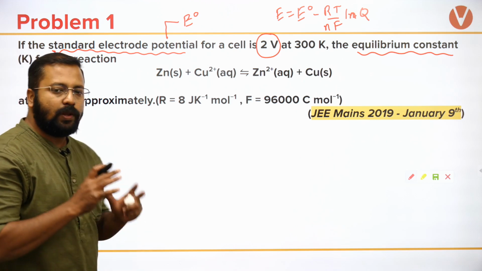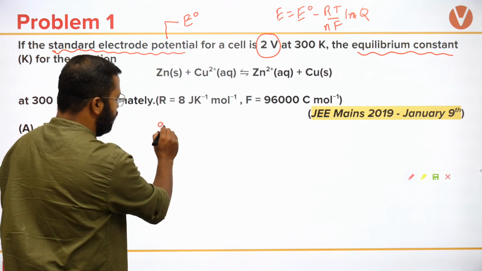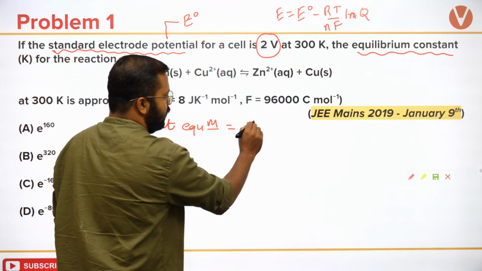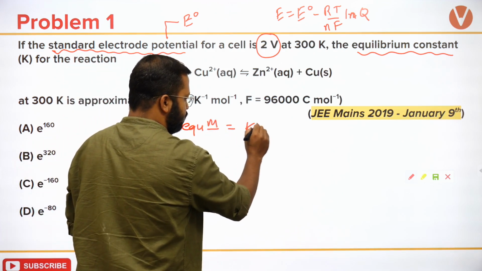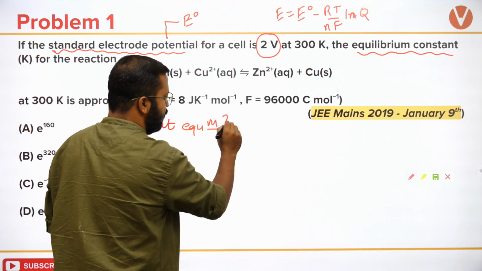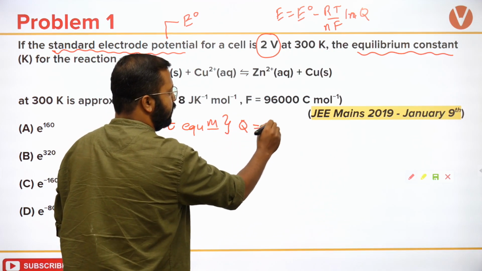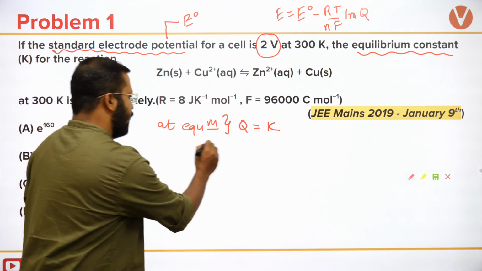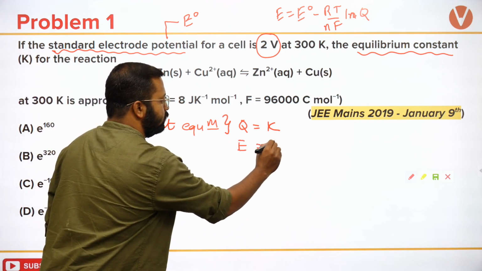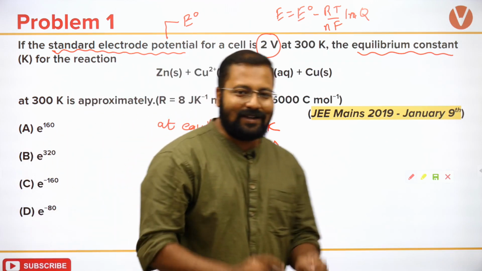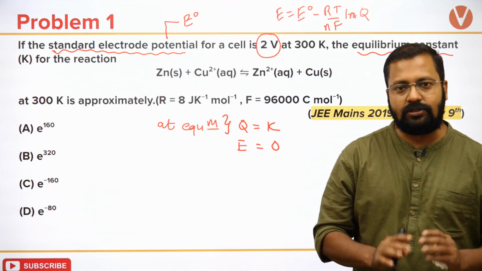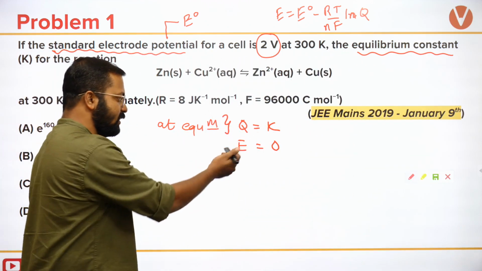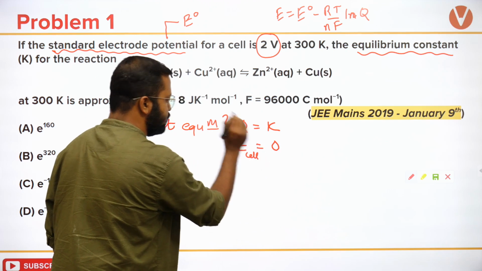What happens when we take equilibrium? At equilibrium, Q we write as equal to K, and E becomes equal to 0. Delta G is equal to 0, delta G naught is not equal to 0, so E cell is equal to 0.